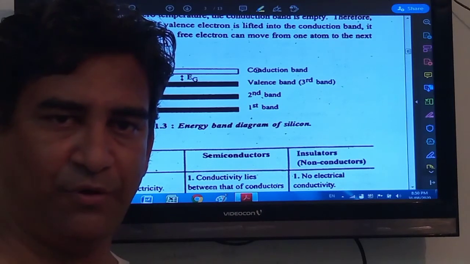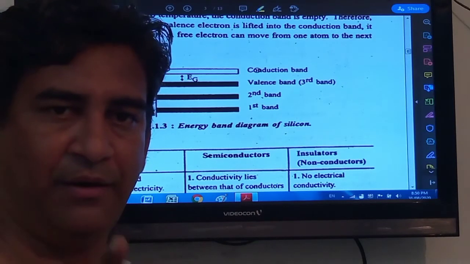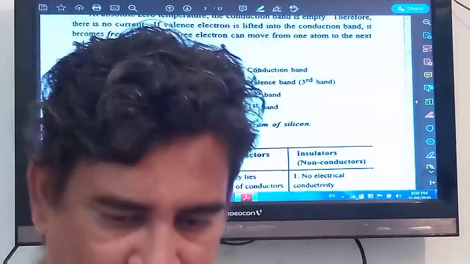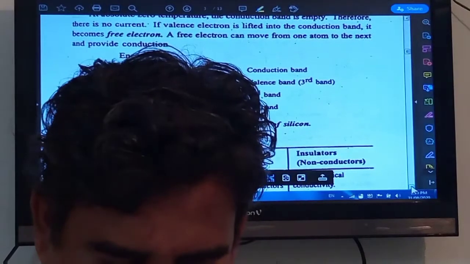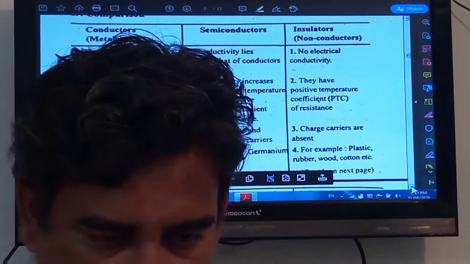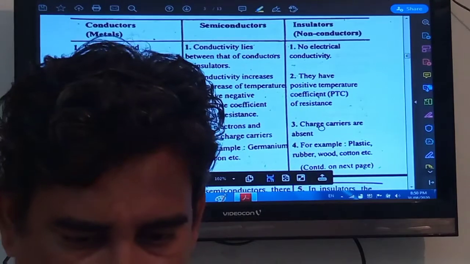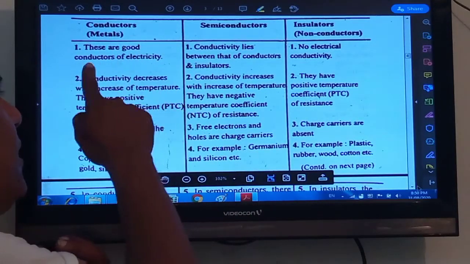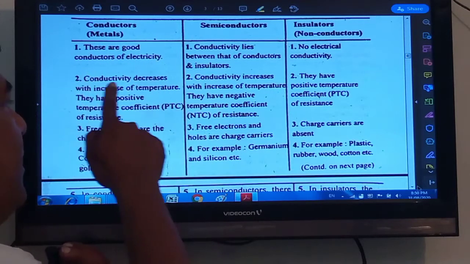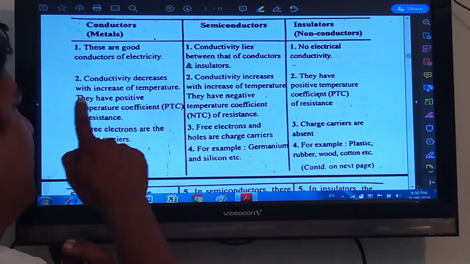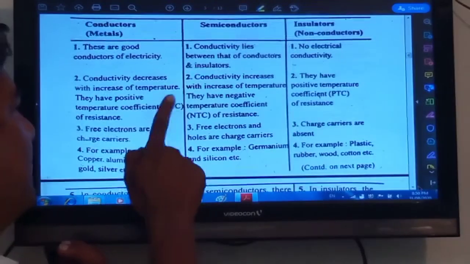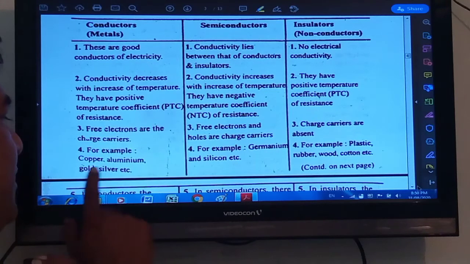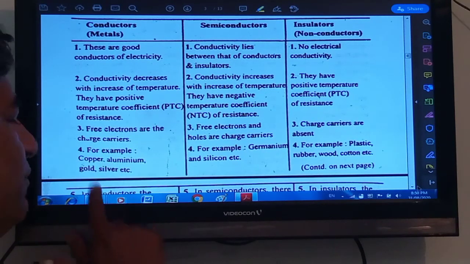From your examination point of view, you may read this particular combination very well. Here they have given the comparison of a conductor, semiconductor and the insulator. First, conductor. They are a good conductor of electricity. Second, conductivity decreases with the increase of temperature. They have the positive temperature coefficient, that is PTC, of resistance. Then the free electrons are the charge carriers. Examples: copper, aluminum, gold and silver.